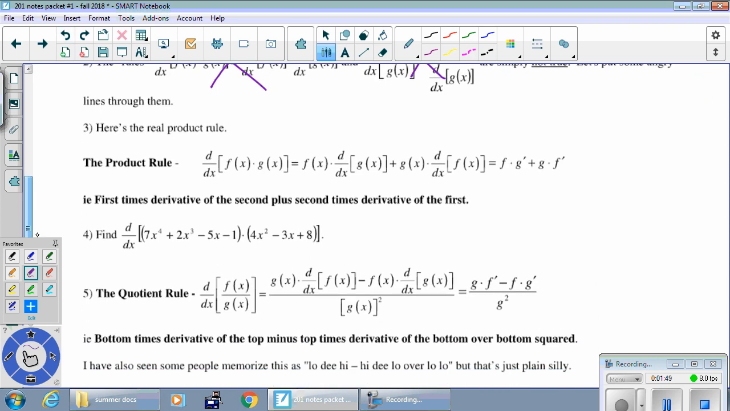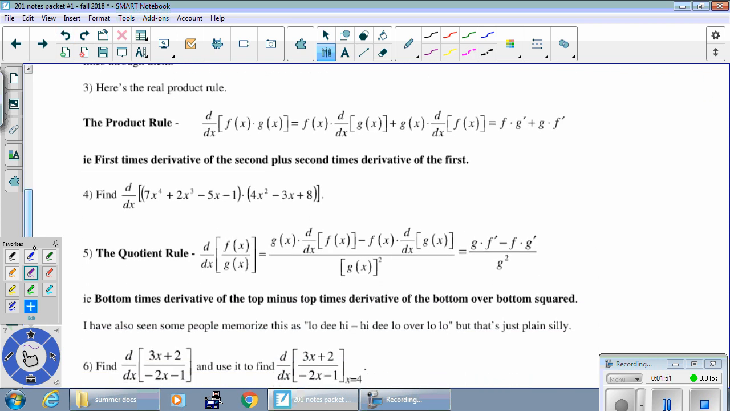Here's the real product rule. Product rule says the derivative of f of x, I'll highlight that in yellow, times g of x, that one's green, is equal to f of x copied times the derivative of g of x plus g of x copied times the derivative of f of x. Or in shorter notation with the primes, f times g prime plus g times f prime.